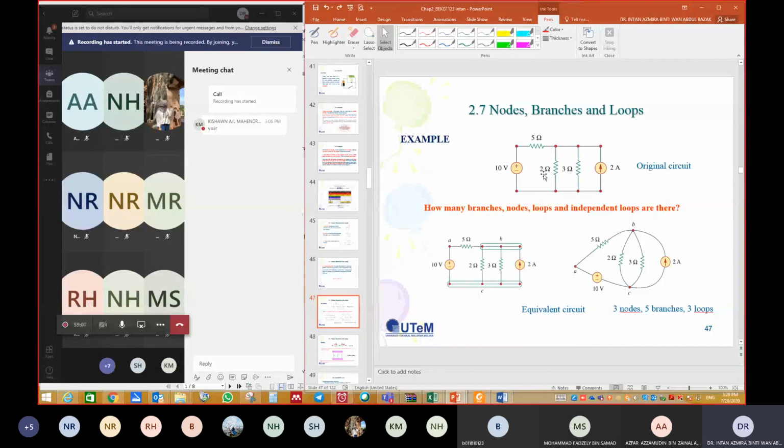This is the original circuit. How many branches? 5. Why 5? Because we have 5 elements here: 1, 2, 3, 4, 5. So 5 branches. How many nodes? We have A, B, and C, so 3 nodes. This is considered as one node because we can join it together, making it this point, and this is ground connected together at C. How many loops? Just count the loops. We have 3 loops.